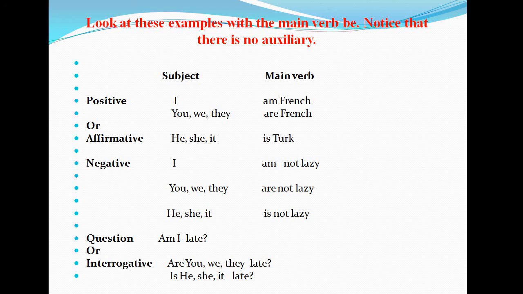Look at these examples with the main verb be, the to be verb. Notice that there is no auxiliary: subject, main verb. Positive, or we can call it affirmative. I am French. You are French. We are French. They are French. He is Turkish. She is Turkish. It is Turkish. Negative. I'm not lazy. You're not lazy. We are not lazy. They are not lazy. She is not lazy. He's not lazy. It is not lazy.